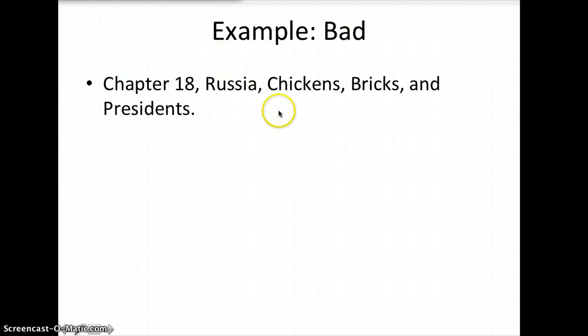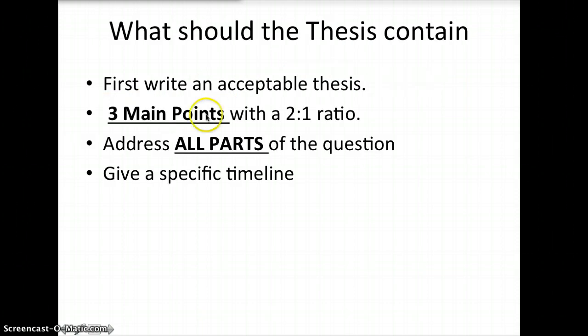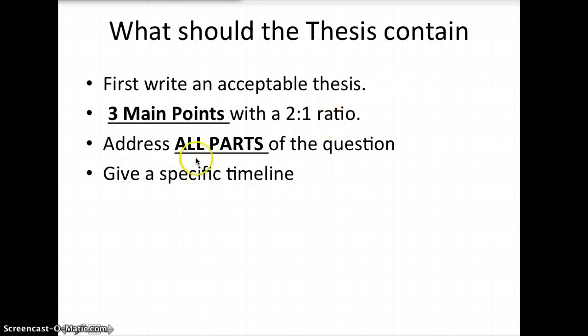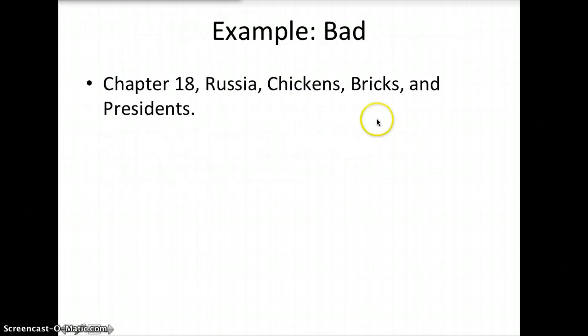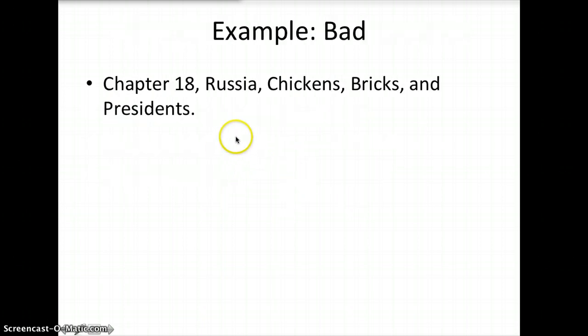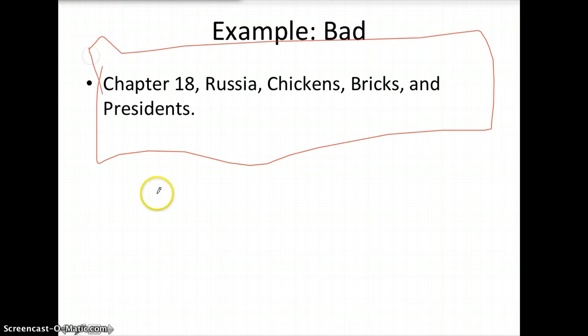Okay, this is an example of a really, really terrible thesis. They only address part of the prompt about the chapter, and they give 3 topics. Now, going back to our guidelines, this does not really prove a 2-to-1 ratio. So you'd get points off for that. It does not address all parts of the question, so you get points off for that, and it does not give a specific timeline, which means that this thesis would be really, really terrible, and you'd probably get an F on it.